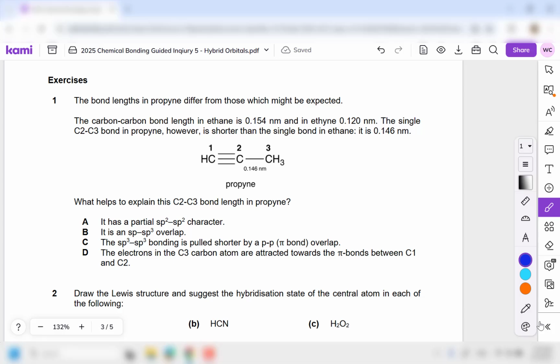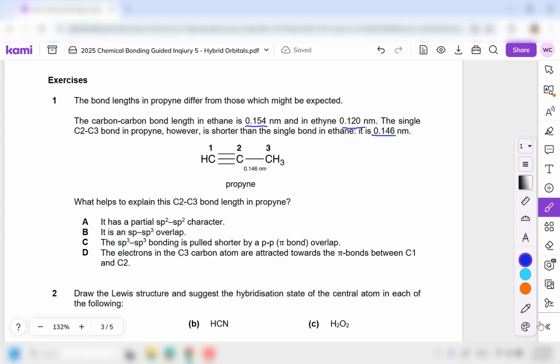For the exercises, question 1: bond lengths in propyne differ from those which might be expected. The typical carbon-carbon bond length in ethane is 0.154 nanometers. That in ethyne is 0.120. The single bond in propyne, however, is 0.146. So this is a single bond.